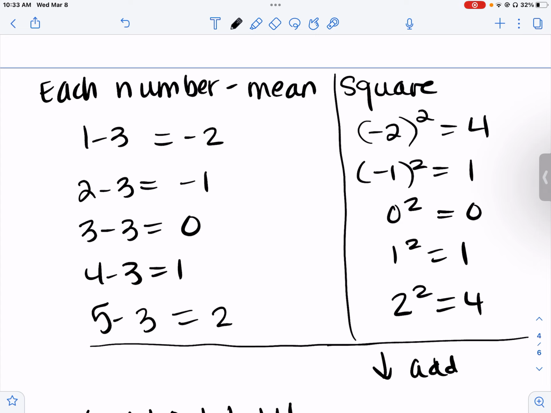Okay, then you square that. Negative 2 times negative 2 is 4. Negative 1 times negative 1 equals 1. 0 times 0 is 0. 1 times 1 is 1. 2 times 2 is 4.